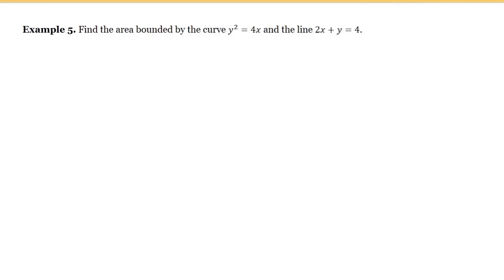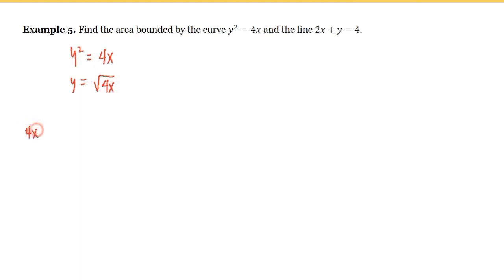Example number 5, we are asked to find the area bounded by the curve y squared is equal to 4x and the line 2x plus y is equal to 4. So, for our first equation, we have y squared is equal to 4x. Then, we have y is equal to the square root of 4x. So, with this, if we are going to plot this, titingnan natin.